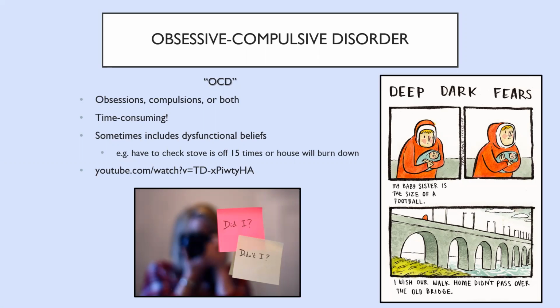And they can sometimes include dysfunctional beliefs. So things that aren't grounded in reality, like that example of having to do something or my family will get hurt, or I have to check the stove is off exactly 15 times or my house will burn down. So these dysfunctional beliefs can fuel those obsessions and compulsions. And I'll post this video. It's actually a really interesting video of a girl with OCD. She has a pretty severe case of OCD. And then this comic on the right is also about OCD.